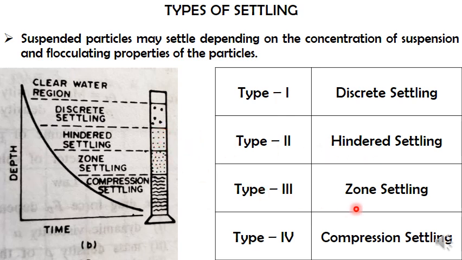Similarly, the third one is zone settling. In zone settling, the concentration of particles is intermediate, and because of this the particles will collide or form a flock with each other. As and when the flock is formed, its size, shape as well as mass increases, and because of that it will tend to settle down.